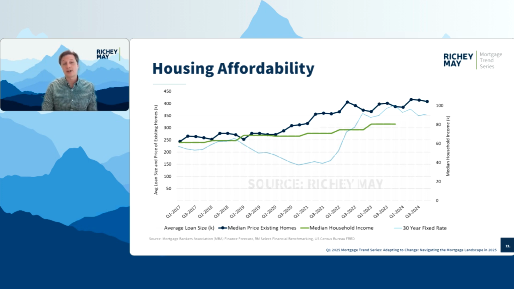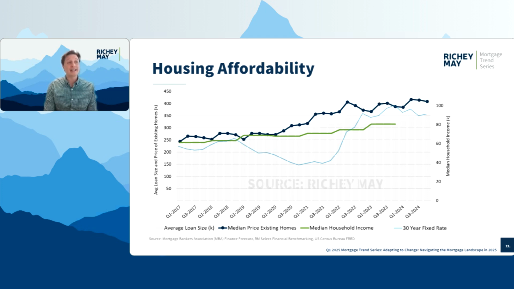And so on this chart here, in the gray bars, we've got your average funded loan size quarter over quarter. In the blue bars, we've got the median price of existing home sales. And in the green bar, it's your median household income. In the light blue would be the 30-year fixed rate. So average loan size in this chart, we see 237K in the beginning. They're now ending on an average of 355K. So that's a 49% increase during this time frame.